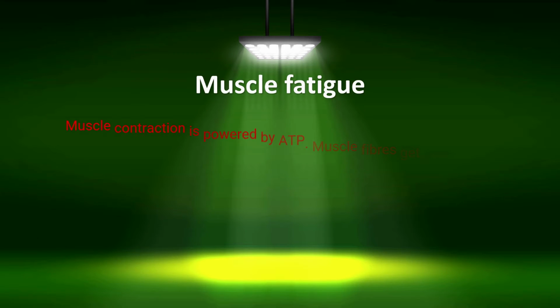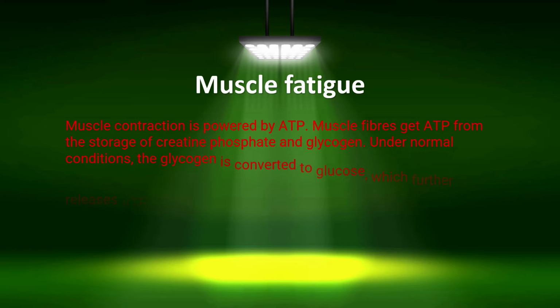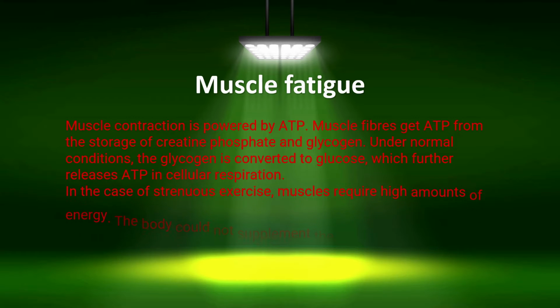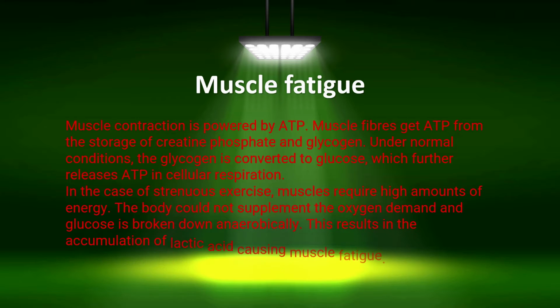After many contractions and relaxations, the muscle becomes fatigued. Let us see how it happens. Muscle contraction is powered by ATP. Muscle fibers get ATP from the storage of creatine phosphate and glycogen. Under normal conditions, the glycogen is converted to glucose, which further releases ATP in cellular respiration. In the case of strenuous exercise, muscles require high amounts of energy. The body cannot supplement the oxygen demand, and glucose is broken down anaerobically. This results in the accumulation of lactic acid, and the lactic acid causes muscle fatigue.